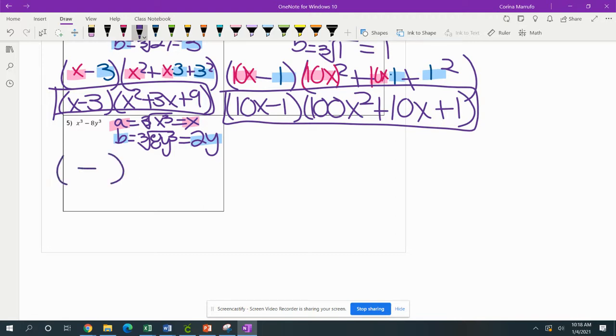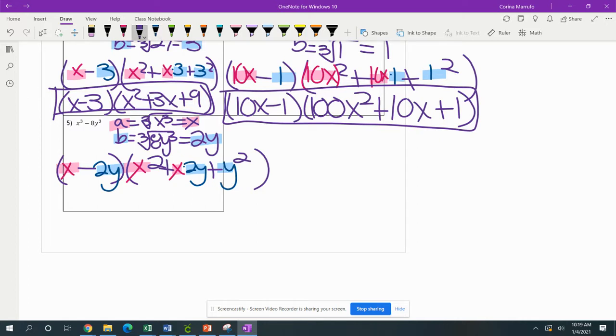So it'll be x minus 2y, this one squared, and then these signs are plus, plus, and then this one squared. Remember, our a is first, and our b comes second. And then we just plug it in. So this would be x minus 2y, and then this would be x squared, and then x times 2y, and then this would be y squared.